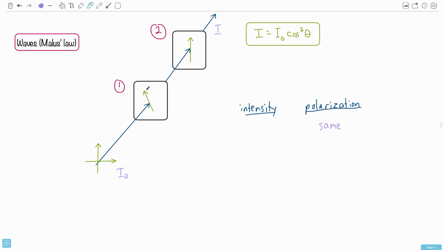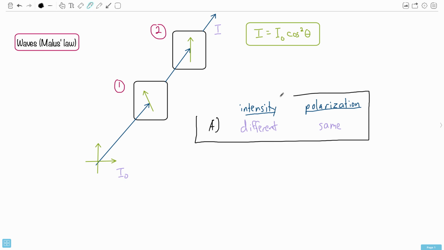So in this case, they're asking, as you rotate this thing, what happens to the intensity of the light? Well, it'll change. It'll be different based on that equation, in fact. I've seen lots of examples where you have to actually put math to it. In this case, they're pretty straightforward. They weren't actually being so sneaky. So the answer is A, where the intensity is different and the polarization is the same.